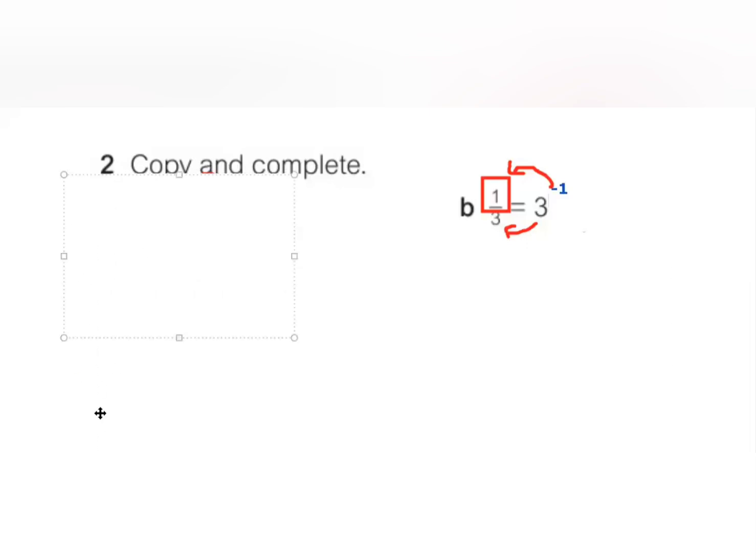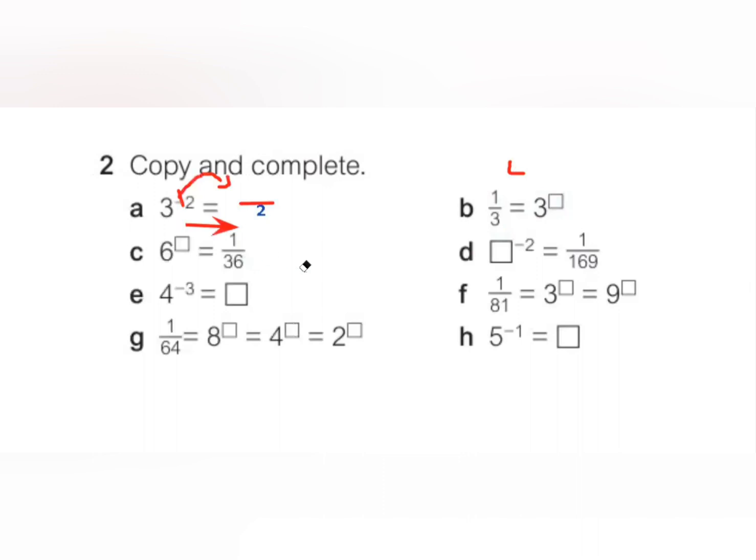Let's remove these. Okay. Let's take a look at question C. We're going to follow the same steps. Here we have 6 power of what? Equals 1 over 36. First, we must make them the same base numbers, because when you look here, 3 and 3 are the same base numbers. But here it's not the same base number. I want you to focus on this because this is very important.